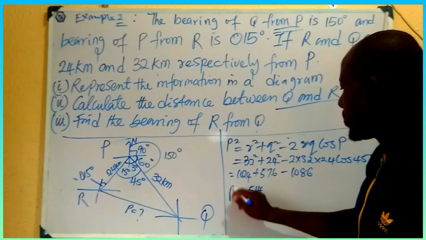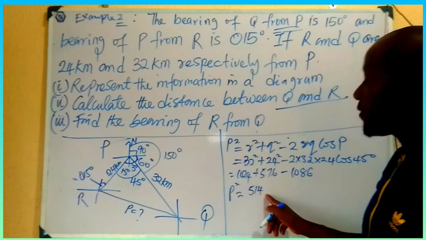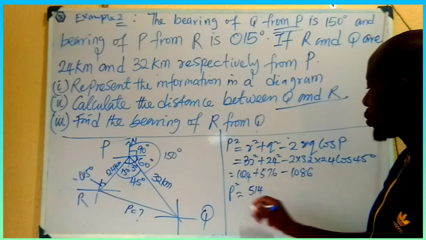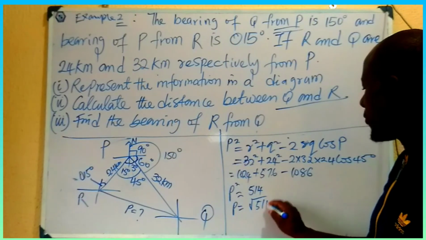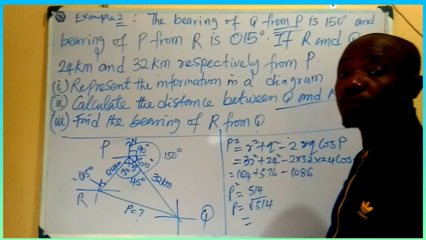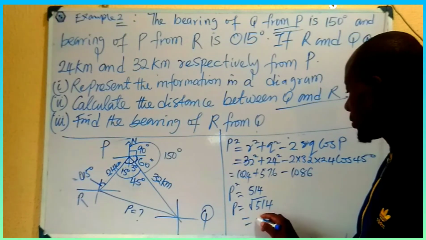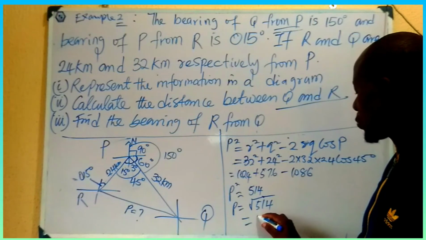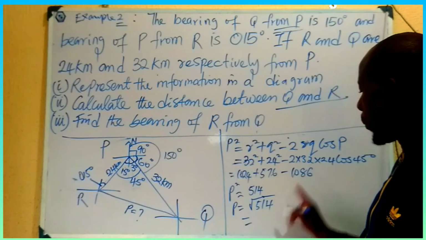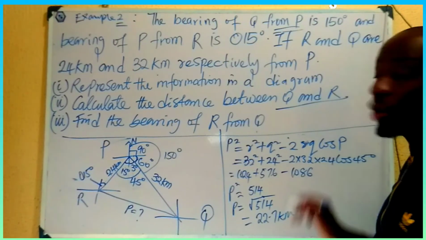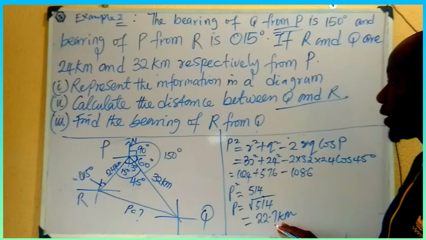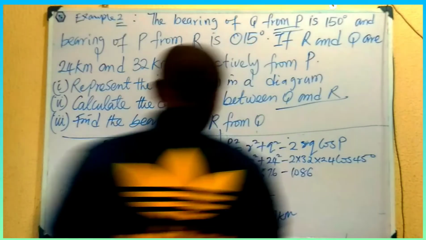So our p square is equal to 514. So you take the square root of both sides. This will now be the square root of 514, which will give us 22.67. If you take the square root of this, approximately, we have 22.67, so approximately 22.7 kilometers.